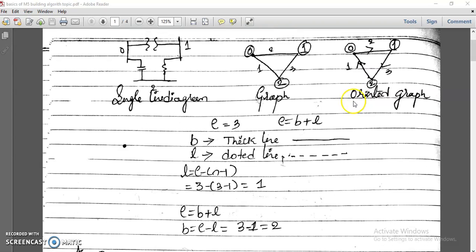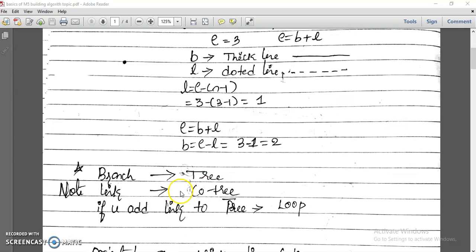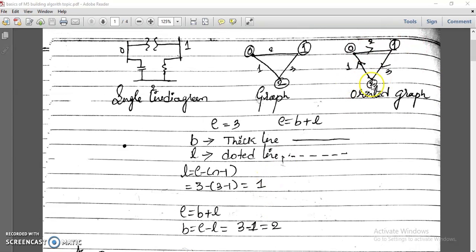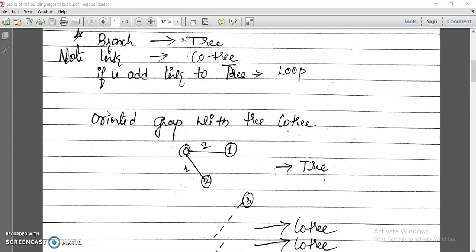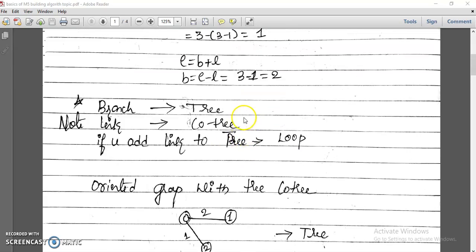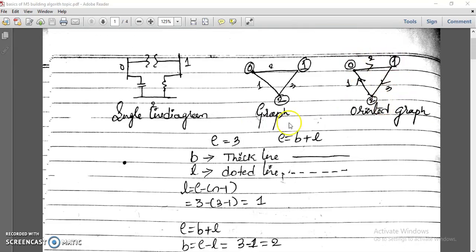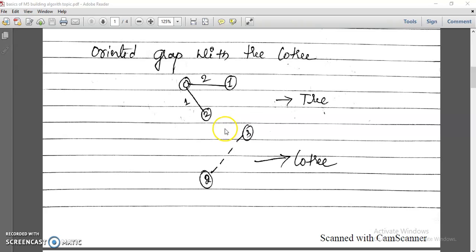Okay, so before going to that building algorithm, generally I am discussing this oriented graph. If you want to form a tree and coterie of this, branches form the tree and links form the coterie. Branch is nothing but a thick line, link is nothing but a dotted line. See, from this particular diagram, as per calculation 2 branches will be there. So now I am taking 2 branches, and the remaining third one is the link.